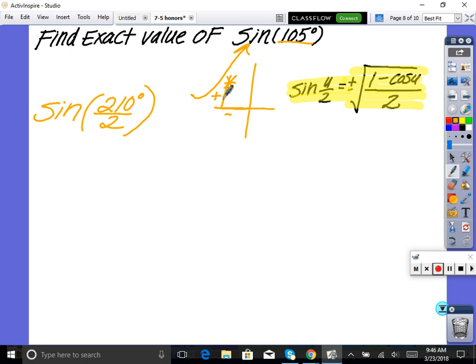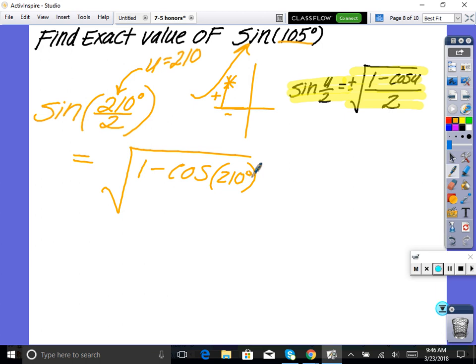Okay, so we can rewrite this as, well, now my u is 210. So let's plug in what we know. Let's just come back to the positives and negatives in a minute. So we have 1 minus cosine of 210 divided by 2. So what is the cosine of 210? No. You go with the original. This is 210 divided by 2, which is 105.